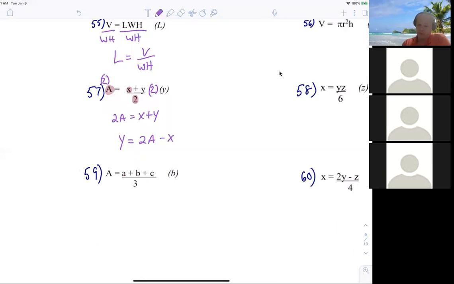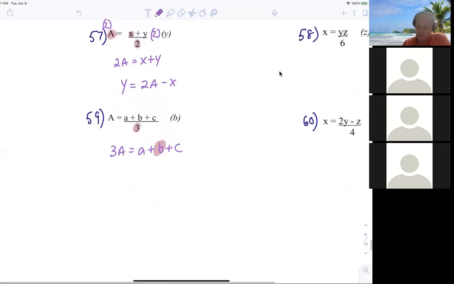All right, 59, almost the same problem. Multiply both sides by 3. So 3a equals a plus b plus c. Since we're trying to solve for b, we're just going to subtract a and c. So b is equal to 3a minus a minus c. And don't forget, capital and lowercase are different, okay?